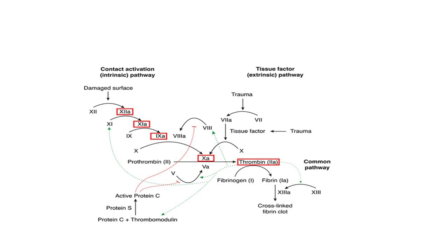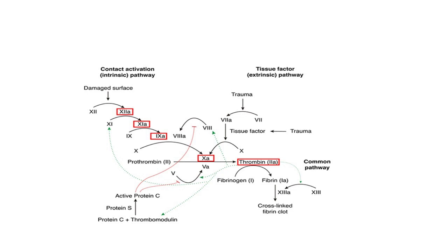In contrast, the extrinsic pathway is triggered by tissue injury. Trauma exposes tissue factor, which binds to factor VII and converts it into VIIa. The tissue factor-VIIa complex directly activates factor X. Both intrinsic and extrinsic pathways converge at the activation of factor X to factor Xa.